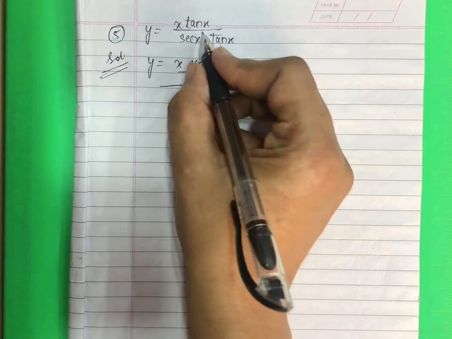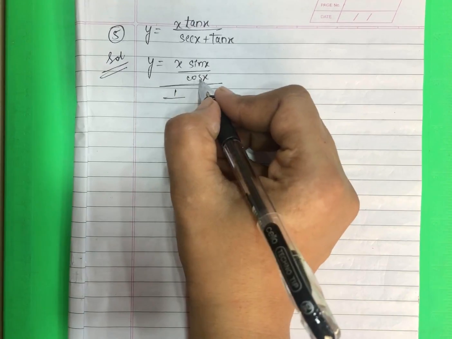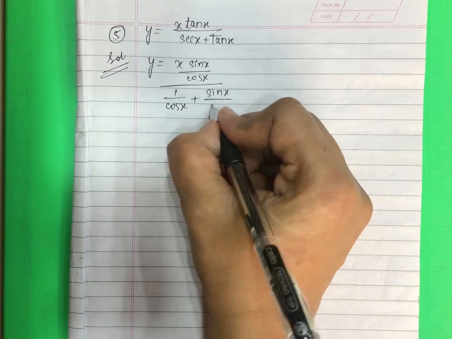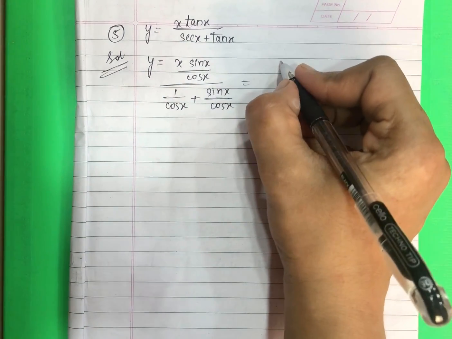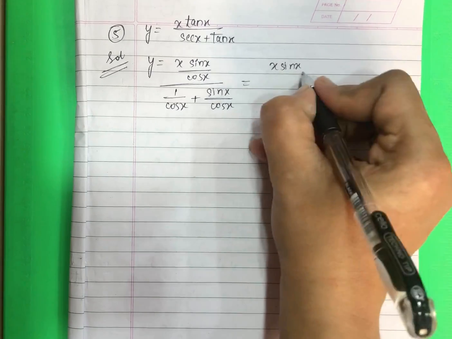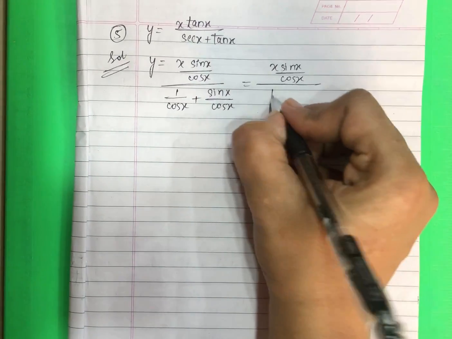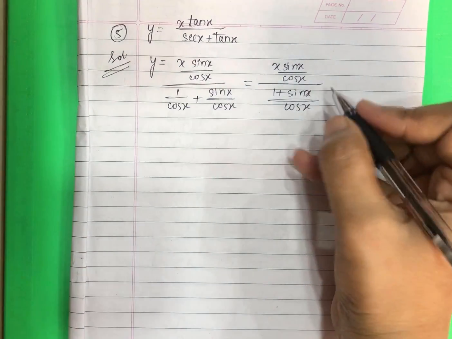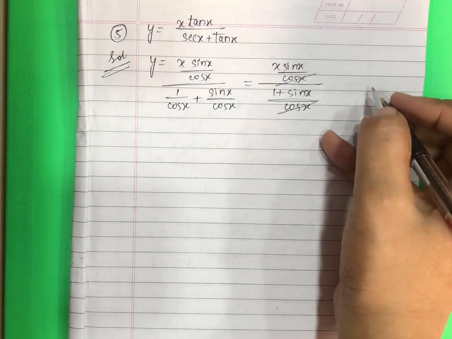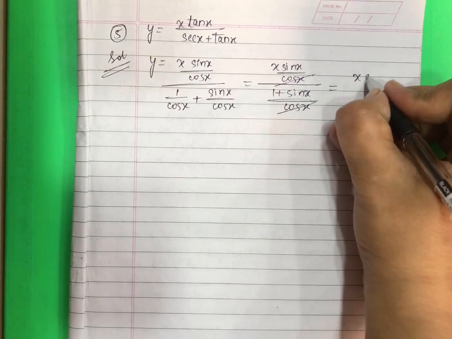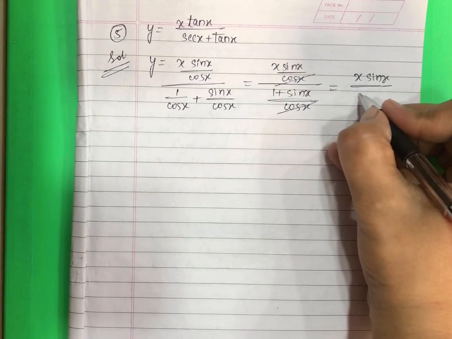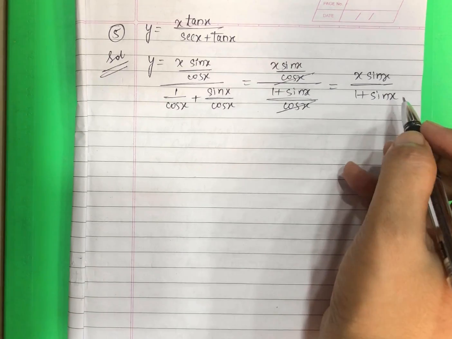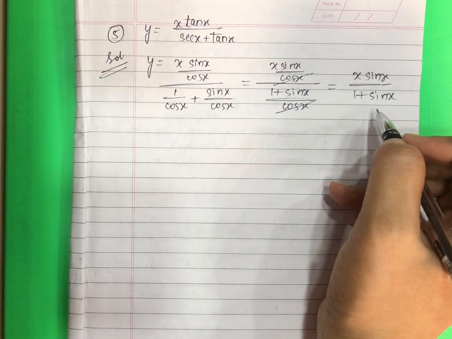tan x can be written as sin x upon cos x, and sec x can be written as 1 upon cos x, plus sin x upon cos x. So this gives us x sin x upon cos x upon 1 plus sin x, this upon cos x. Cos x and cos x will get cancelled because it is in the second denominator, and it gives us x sin x upon 1 plus sin x. So we have this in the simplified form, that y is equal to x sin x upon 1 plus sin x.